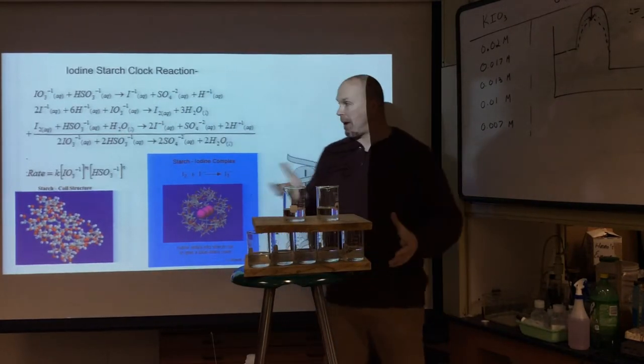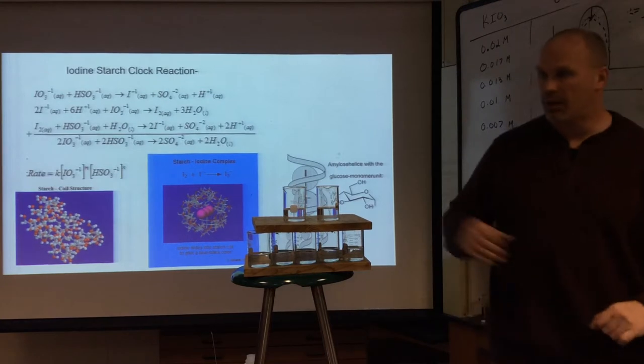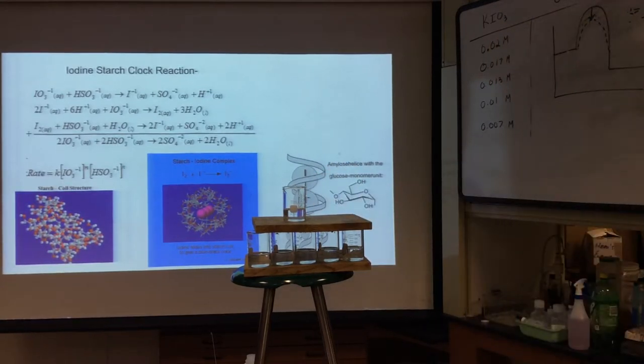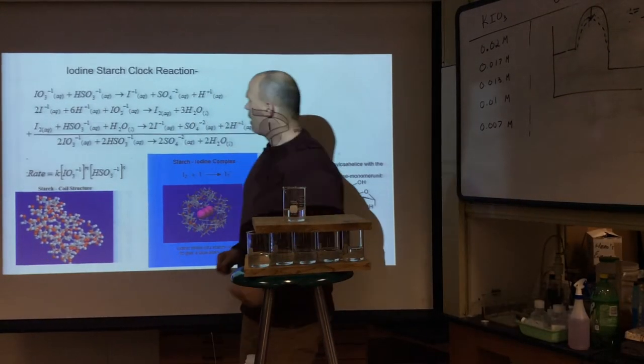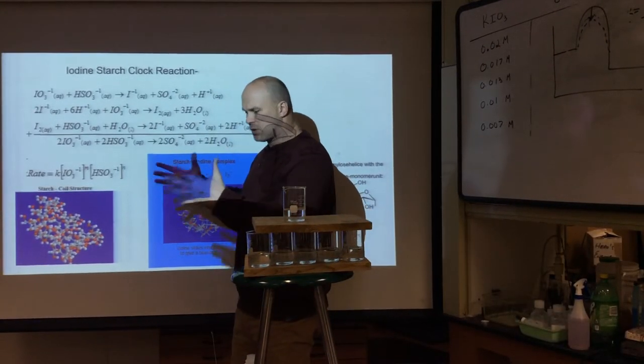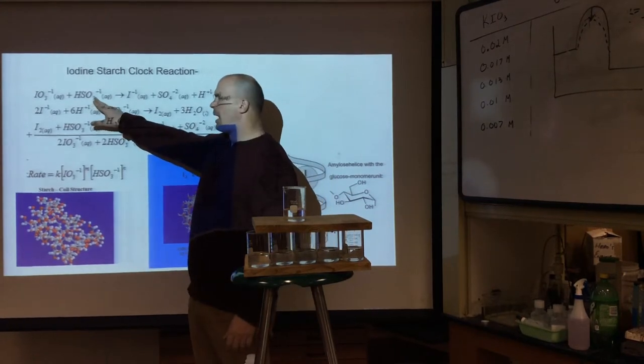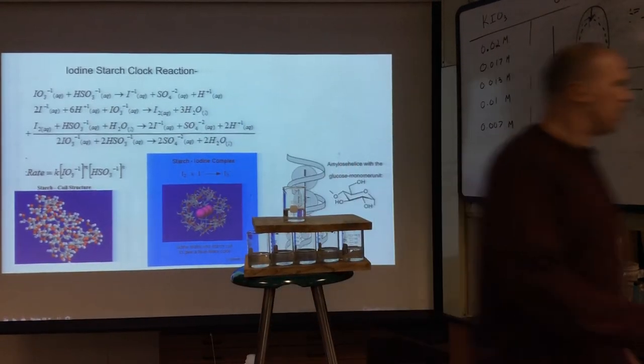Now, let's go back to the test. What we're going to do is take some baseline measurements. I'm going to test temperature right now. So we're going to do this reaction at room temperature. What I have is an iodate ion concentration, and I'm going to drop some starch on it.